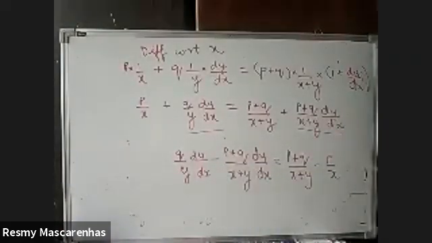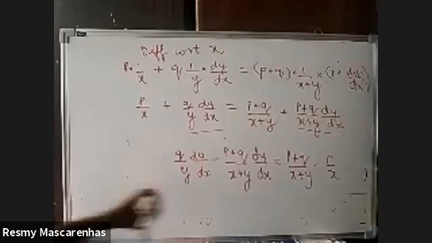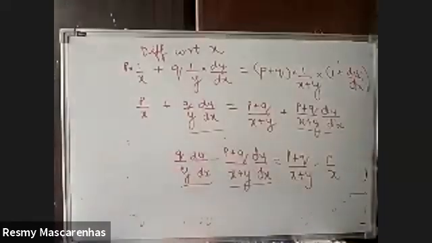If you have noticed, the dy by dx term I brought to this side, and the remaining term, that is p upon x, I took on the other side of the equation. Now within these two terms, what is common? dy by dx is common. So take dy by dx common.